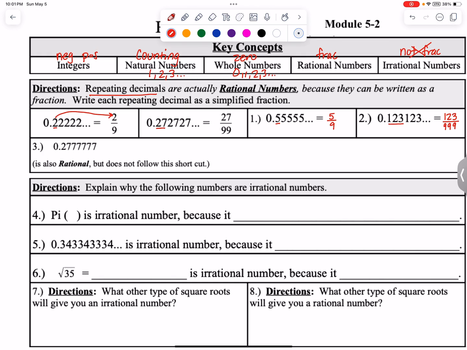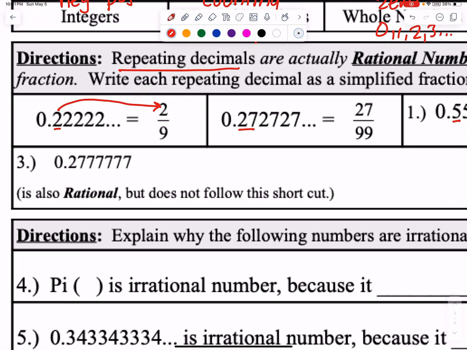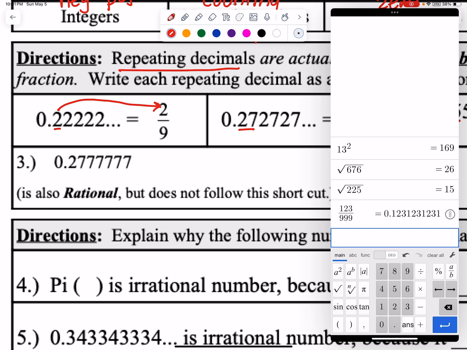All right, so let's take a look at this. It says this number is also rational, but it doesn't follow this shortcut, and that's because you have this 2 and then only the 7 is repeating, and so our trick doesn't really work for that. So what you would do for something like this is let's just go ahead and see what this one could be. So 0.27 with the 7 repeating. Let's see. Let's try this first. It's 13.